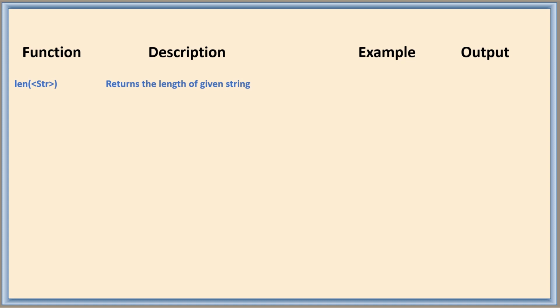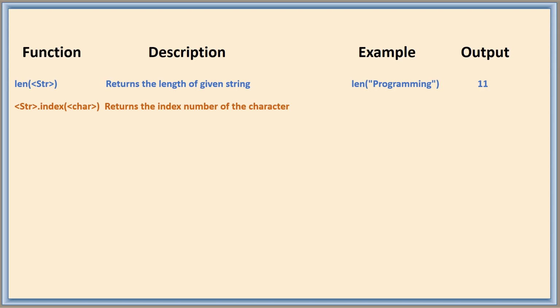len(str) will return the length of the string. That means the number of characters present in the string it will return. For example, len of "programming" as a string. The length of this, that is the total number of characters available there, is 11. So it will return 11 as the output.